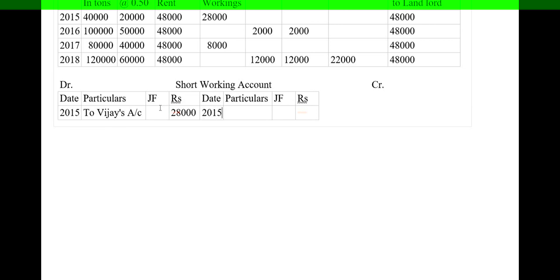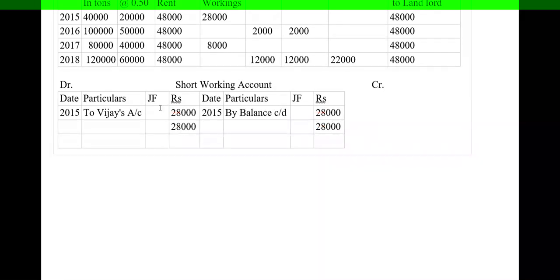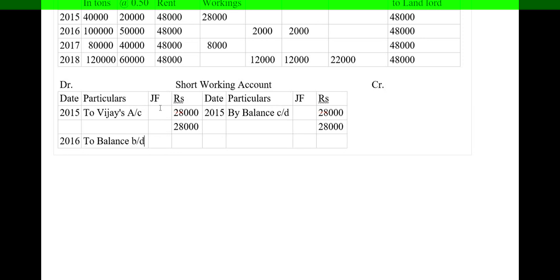Then again at the end of the year this should be balanced, so by balance carried down, 28,000. Then next we should take the total here, 28,000, here also 28,000. So at the beginning of the year 2016 we should write to balance brought down.